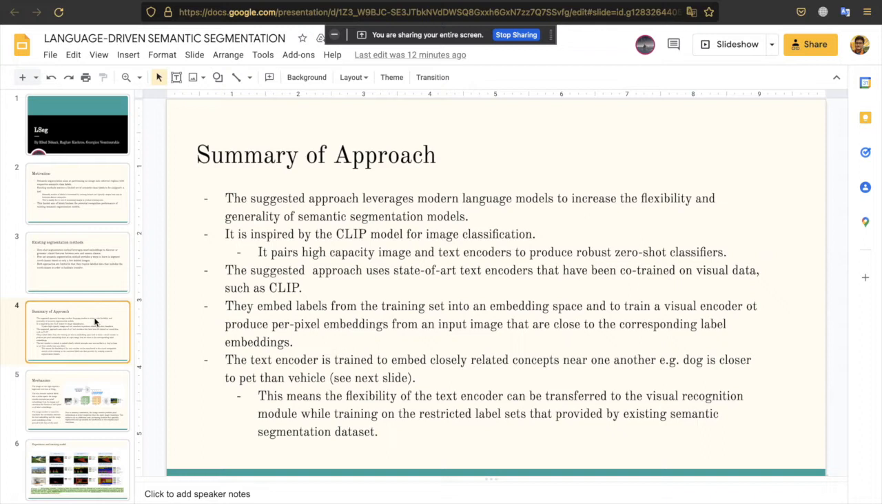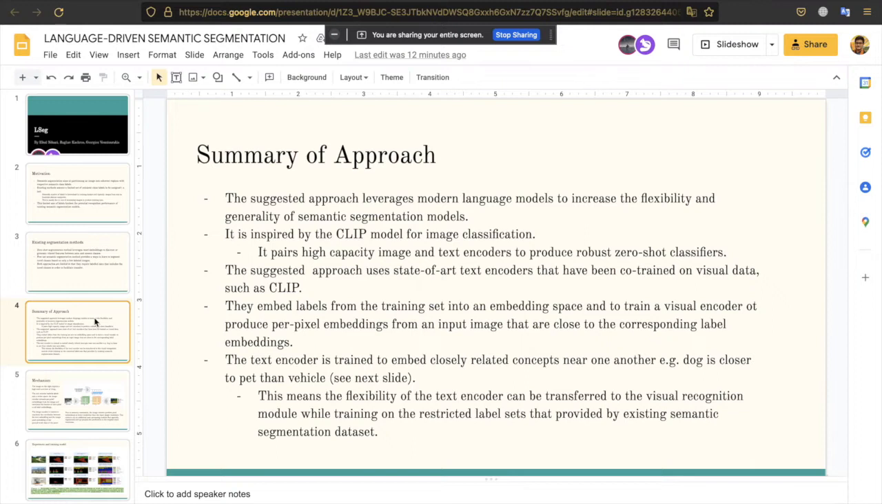The inspiration for this model, as you probably know, is the CLIP model for image classification. The summary of the approach is that it uses two separate models: a text encoder and an image encoder, or image embedder. Both of these embed the meaning of the two inputs, and they're able to combine both into a separate model.